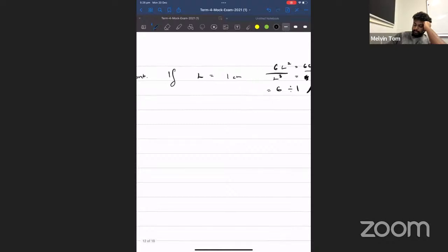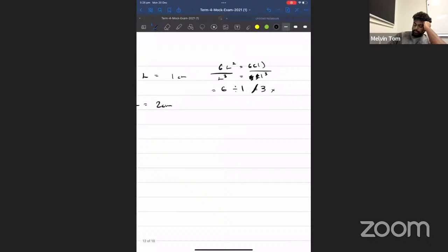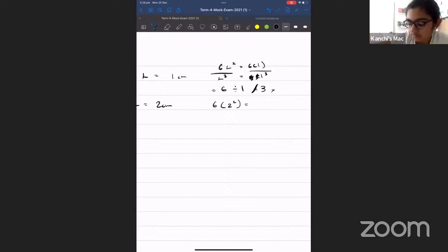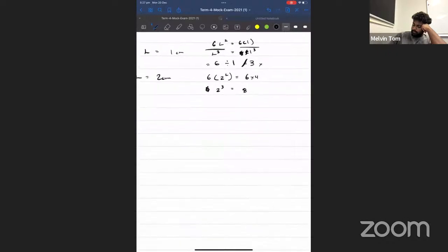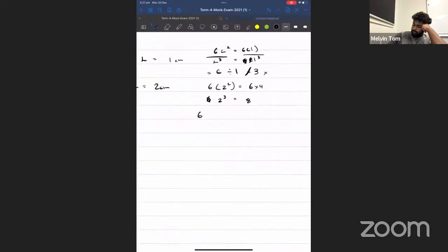If L is equal to 2 centimeters, we have 6 times 2 squared, which is 6 times 4, and then you have 2 to the power of 3, which is 8. 6 times 4 is 24, divided by 8 is equal to 3.